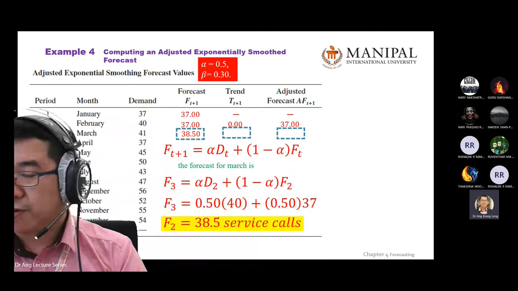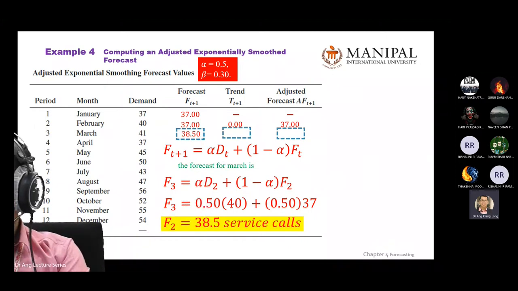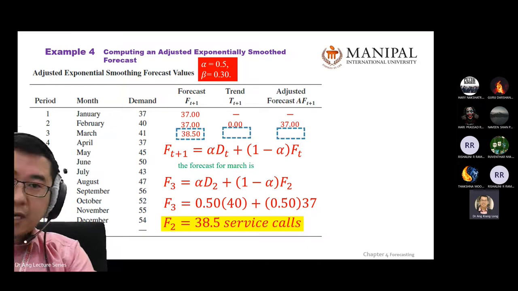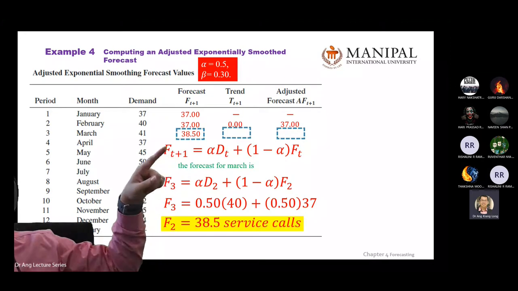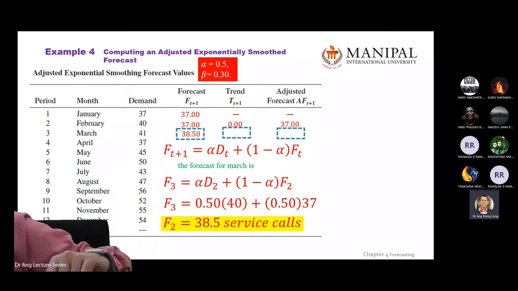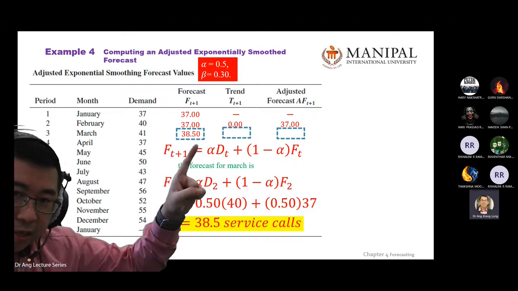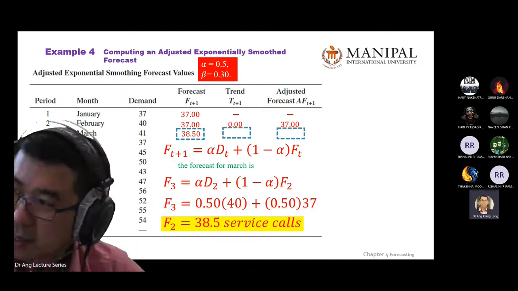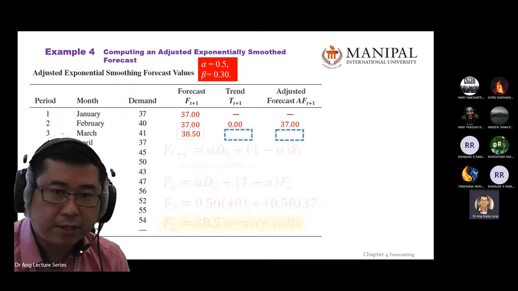So we have the forecast for month number 5. What is your trend number? In this case, you can use 38.37 for F5, 38.375, or 38.38, because I'm calculating from Excel file, so my numbers will be a little bit different from yours. What is your trend value, Sarini?